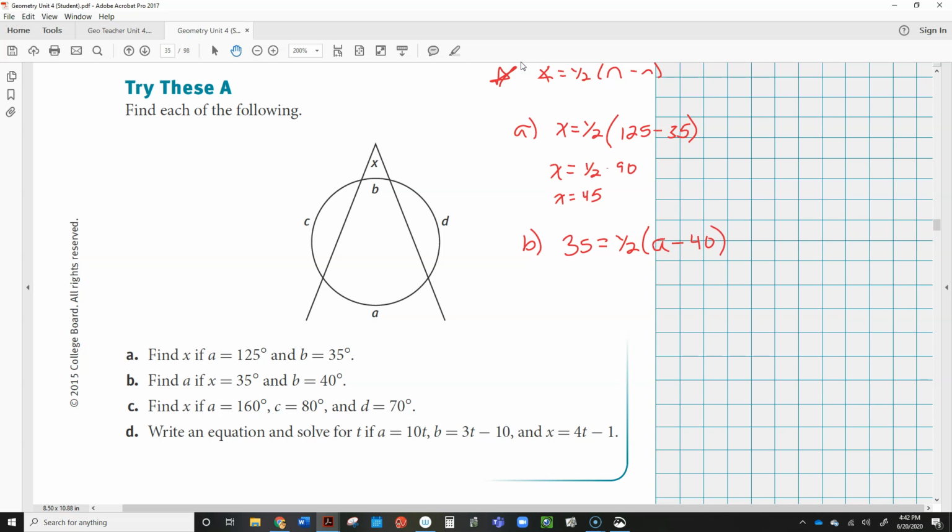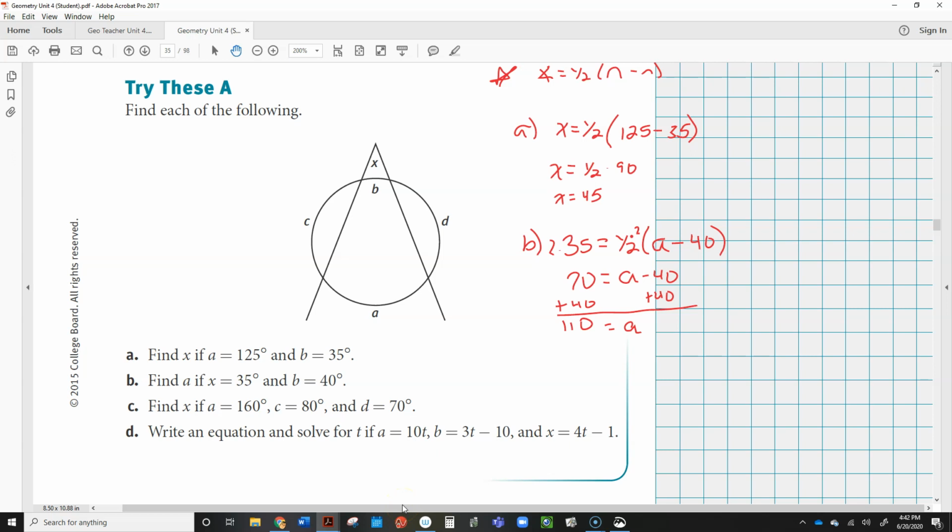Okay, so I'm going to get rid of the 1/2. I'm going to multiply both sides by 2. So 35 times 2, I believe, is 70. And that's A minus 40. So add 40 to both sides. And that means A has to be 110.